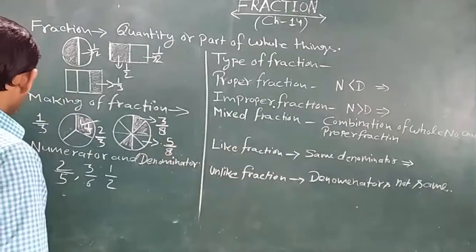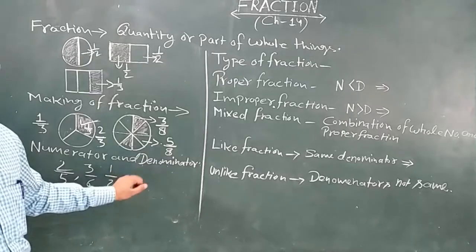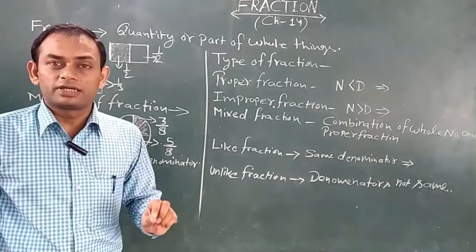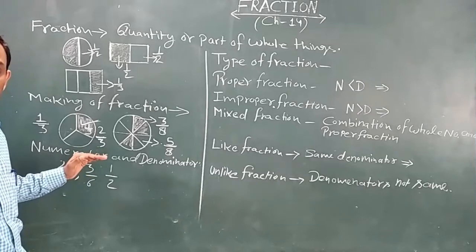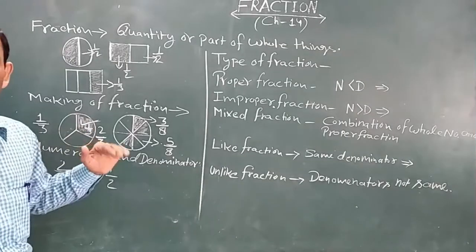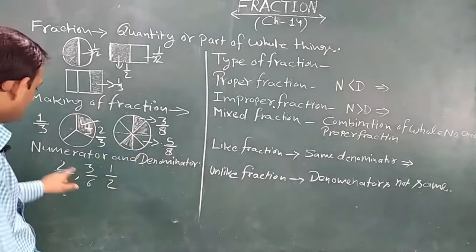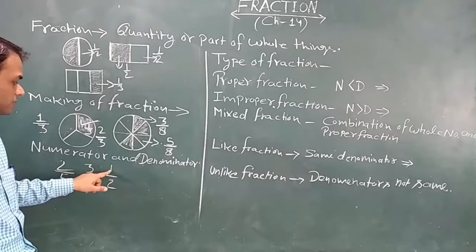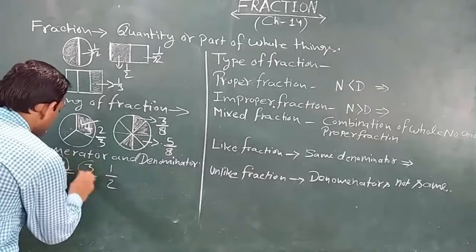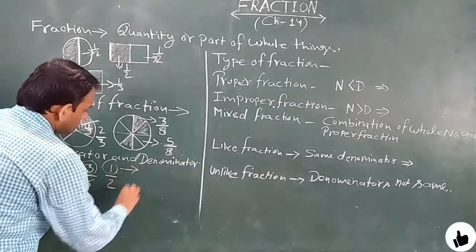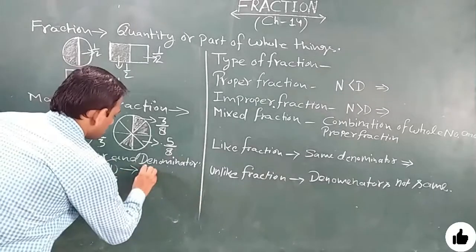Now, numerator and denominator. What are the numerator and denominator in a fraction? The numbers which are written above the line, all the numbers which we write above the line, are called the numerator. 2, 3 and 1. These are all written above the line, and these are all called the numerator.